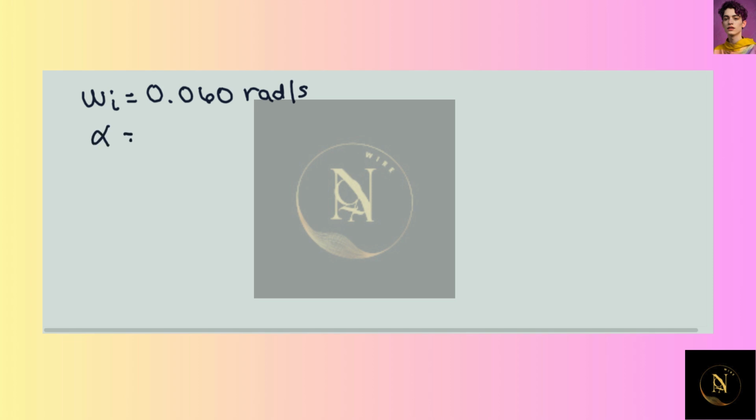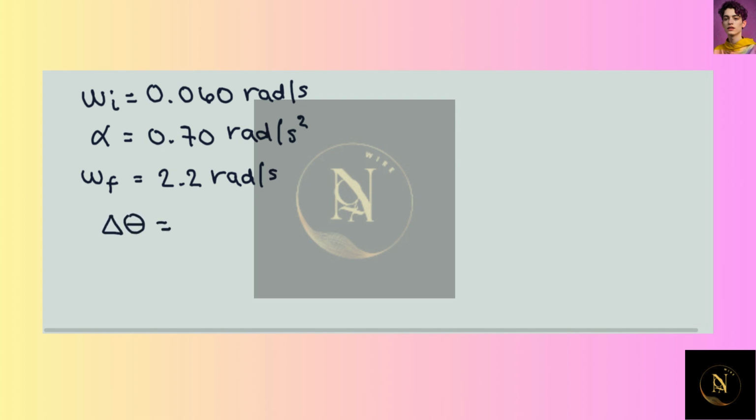Consider the case of a part on a machine rotating at an initial angular velocity, omega i, of 0.060 radians per second. This part experiences an angular acceleration alpha of 0.70 radians per second squared, while it reaches its final velocity, omega f, of 2.2 radians per second. We are interested in finding out what angle the part rotates through while it's going from its initial angular velocity to its final angular velocity. And this will be delta theta.